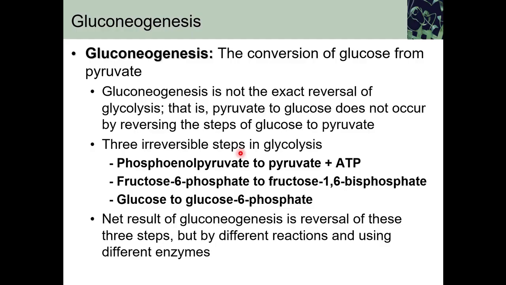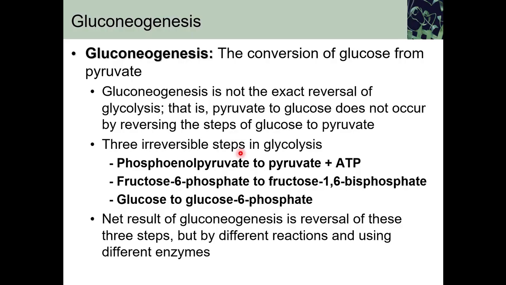And this glucose, once synthesized, is transferred to the blood to maintain blood glucose level, and ultimately transferred to the muscles or whichever tissues, especially the brain cells, which need glucose as an energy source.